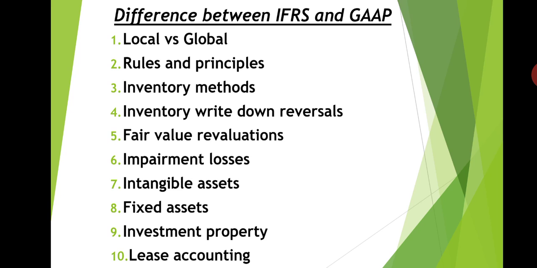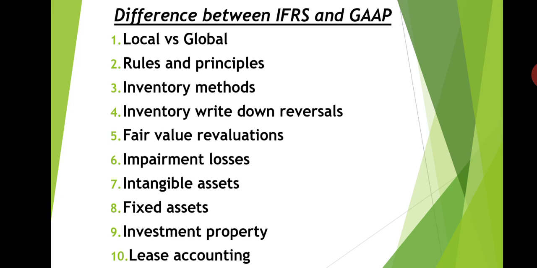So here, in case the market value of particular securities increases, only IFRS allows the earlier write-down to be reversed. Understood? So under GAAP, reversal of earlier write-downs is prohibited. That's why inventory valuation may be more volatile under IFRS.